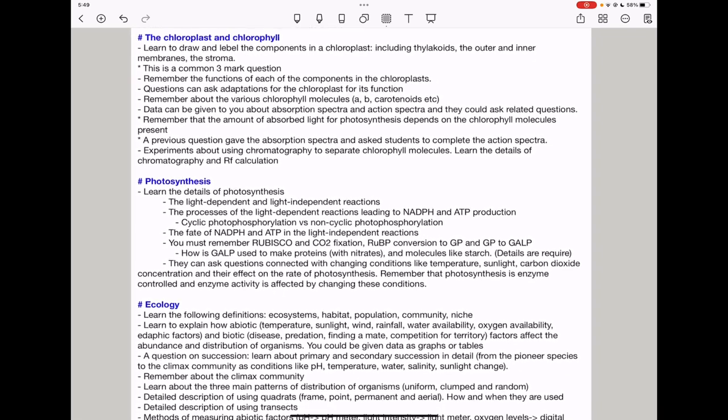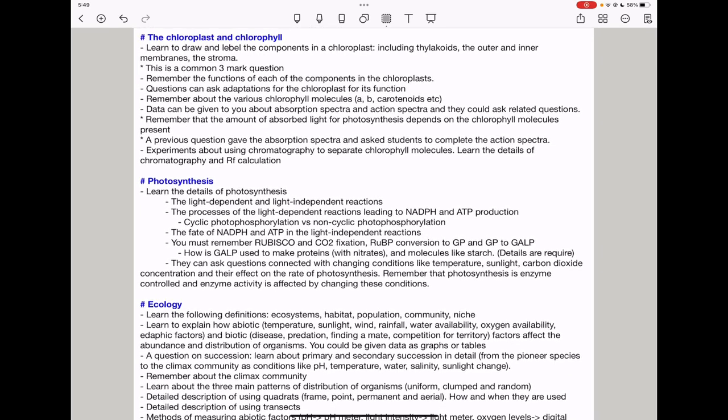Moving to photosynthesis, you need to learn the details of photosynthesis, the light-dependent reactions as well as the light-independent reactions, the process of light-dependent reactions leading to reduced NADP as well as ATP production. Here, please focus on cyclic photophosphorylation and non-cyclic photophosphorylation. And remember how to compare and contrast these processes. Remember, one leads to the formation of reduced NADP, while both processes lead to the formation of ATP.